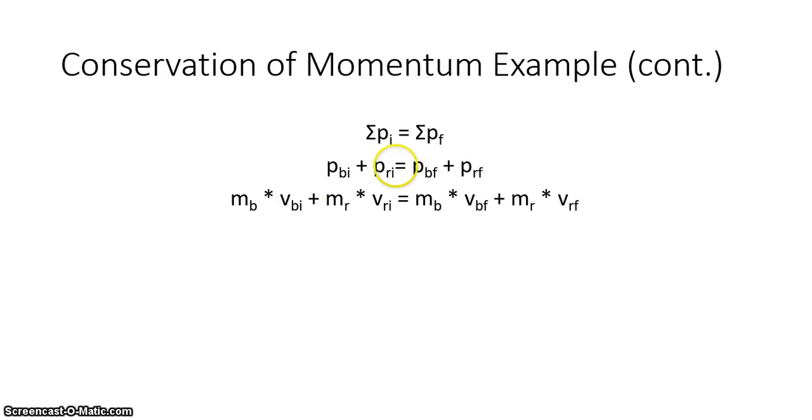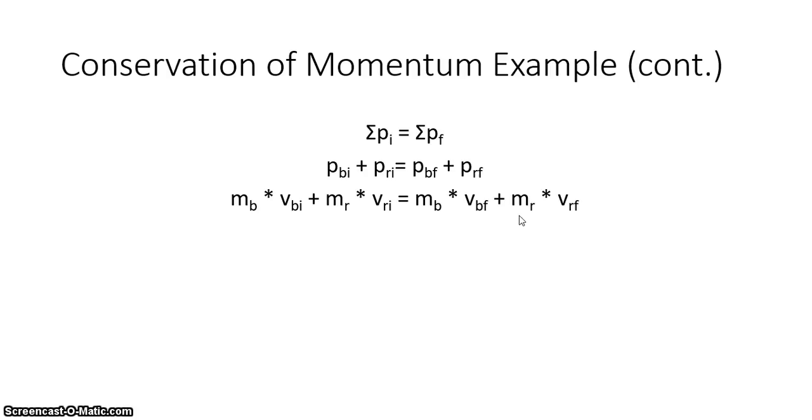That gives us the following equation here, where this portion represents the initial momentum of the blue car. This portion here represents the initial momentum of the red car. This portion here represents the final momentum of the blue car. This portion here represents the final momentum of the red car.